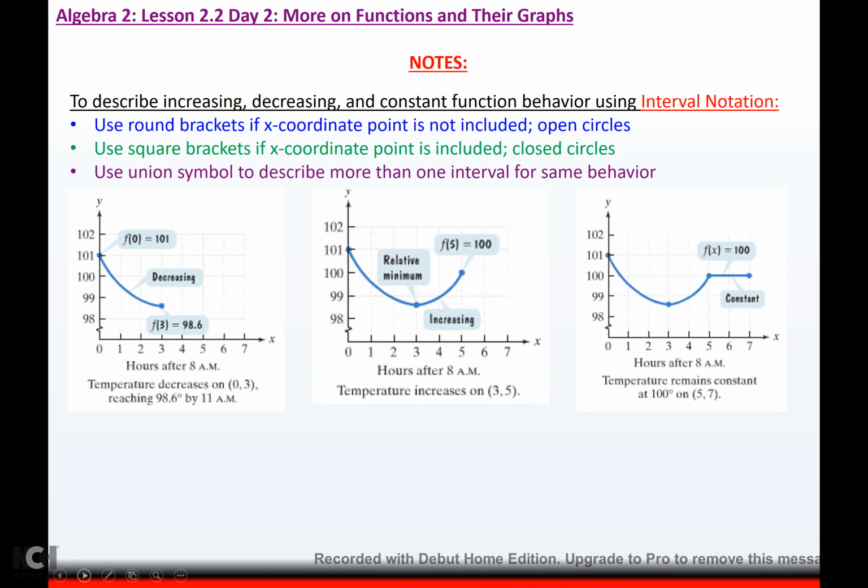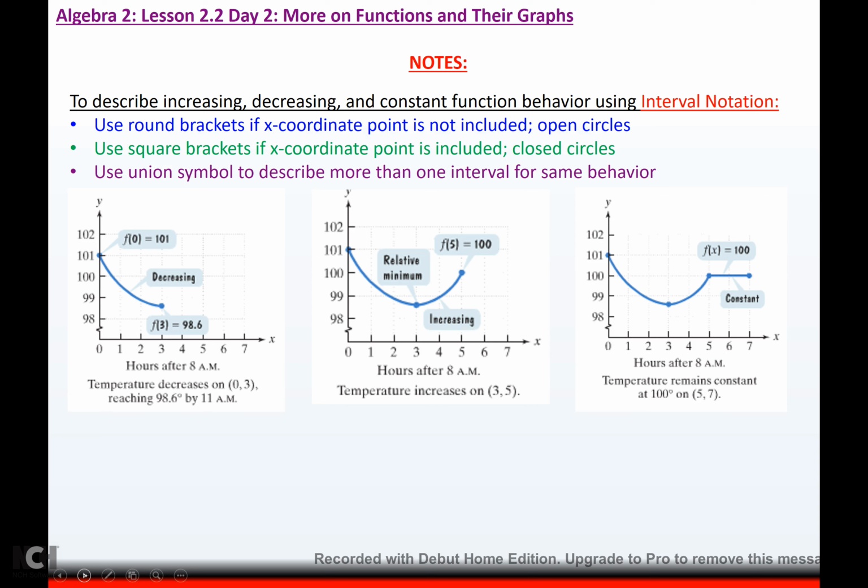All right, so it says to describe increasing, decreasing, and constant function behavior using interval notation. It says use round brackets if the x-coordinate point is not included, open circles. Use square brackets if the x-coordinate point is included, closed circles. Use the union symbol to describe more than one interval for the same behavior.